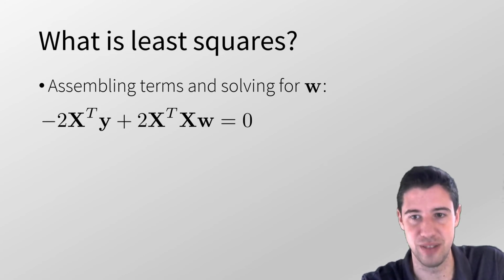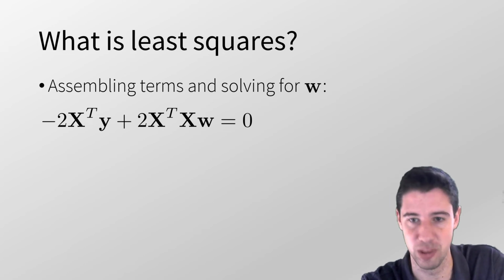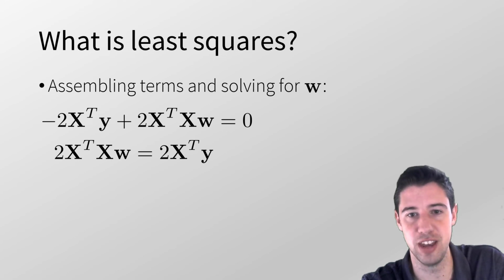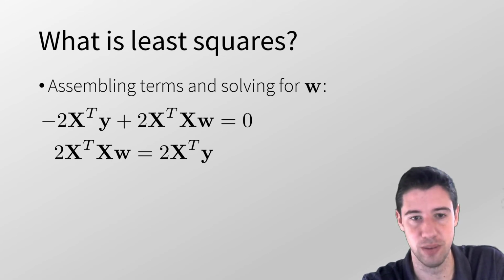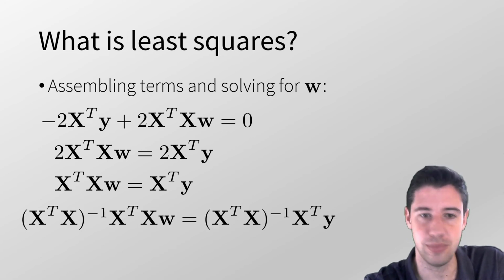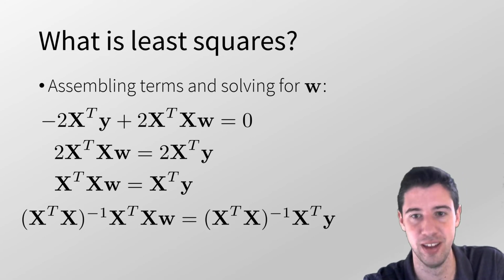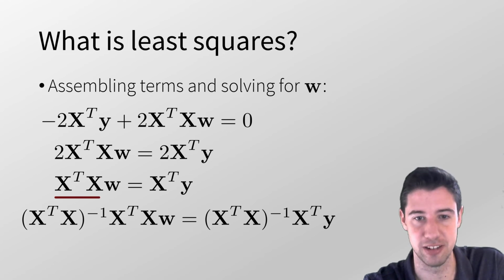Assembling our terms from the previous slide, we are left with two expressions which we set equal to 0 to solve for the minimum. First, we move the negative quantity to the other side of the equation. Next, we divide both sides of the equation by 2. Now we want to get w by itself. We can do this by getting rid of the leading term.